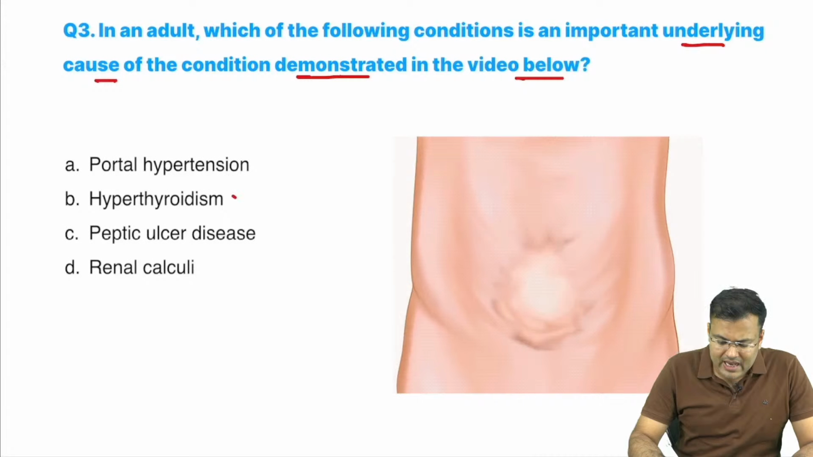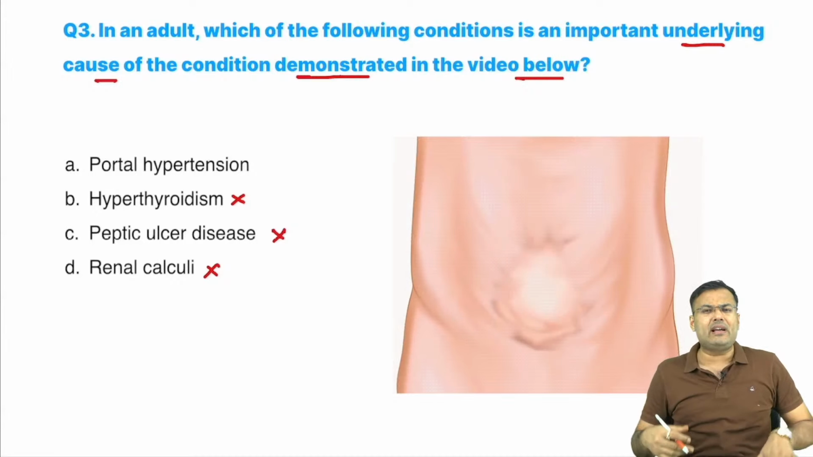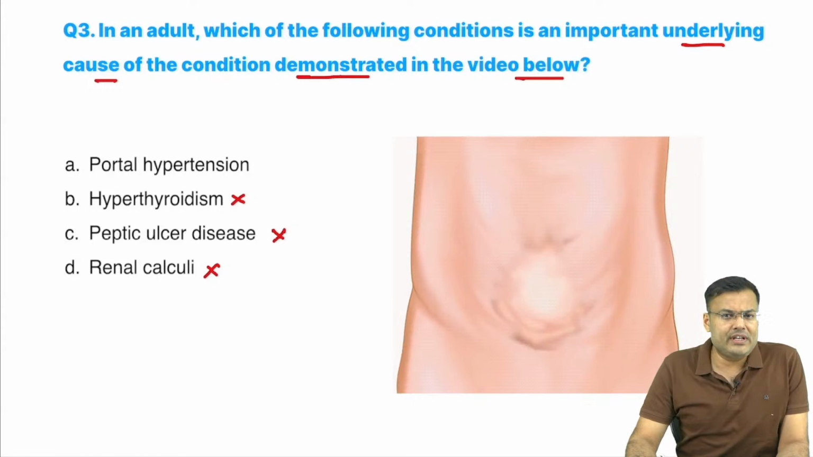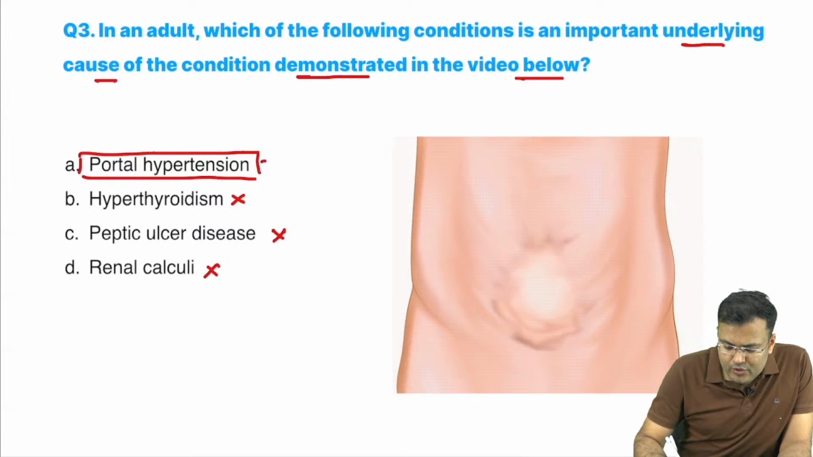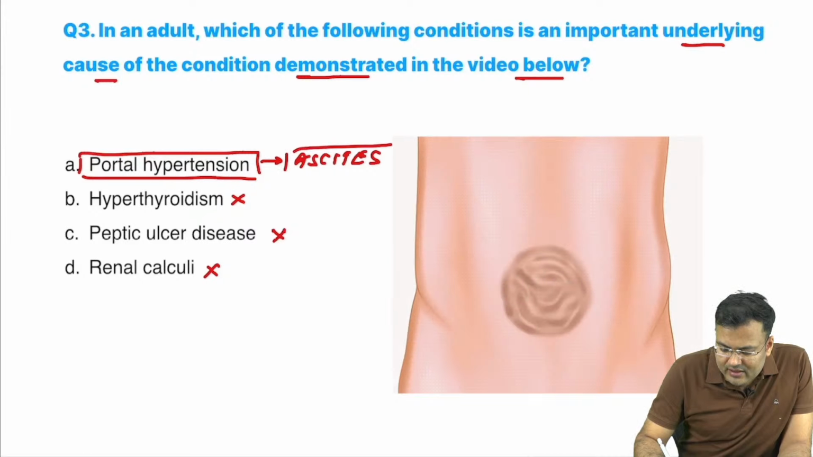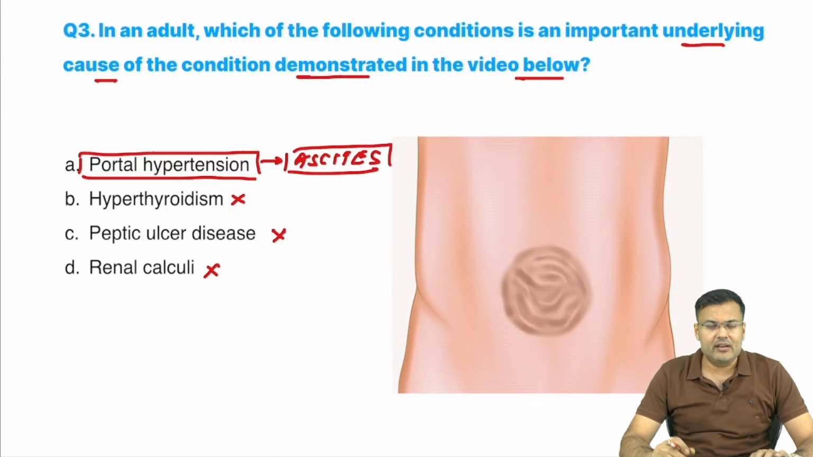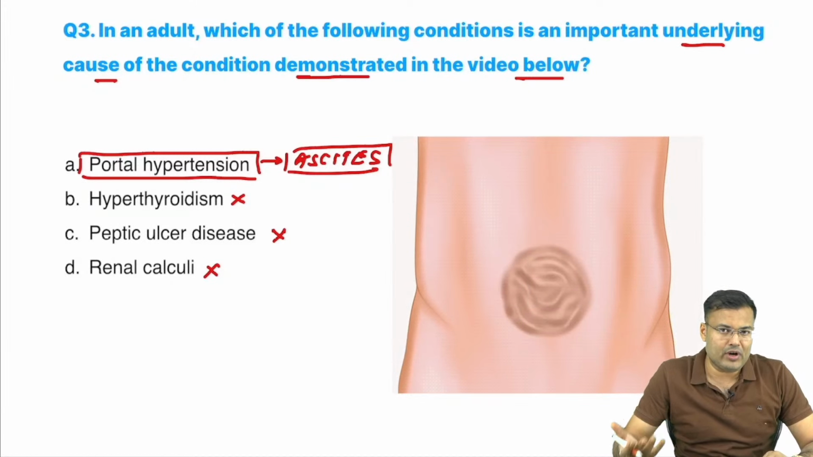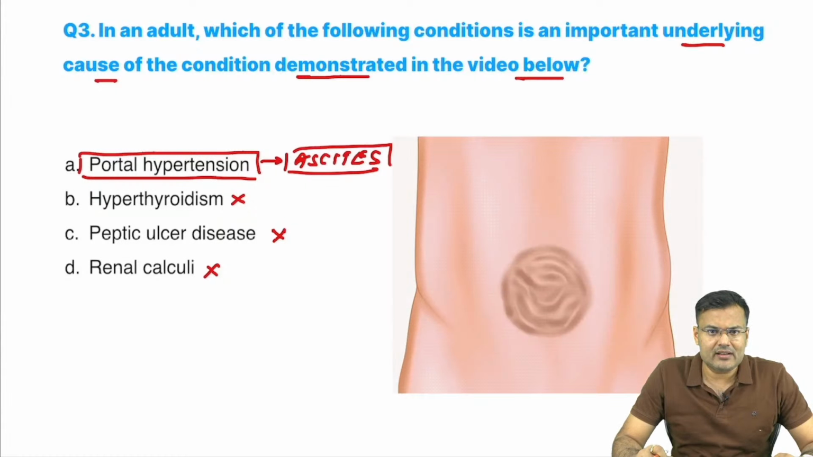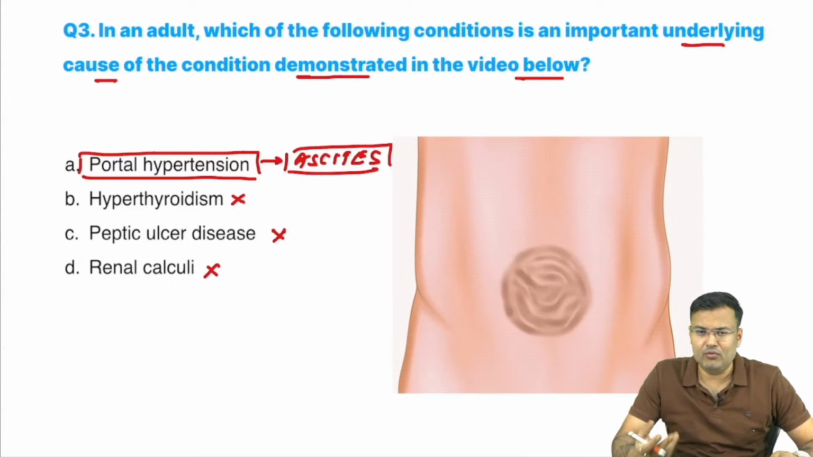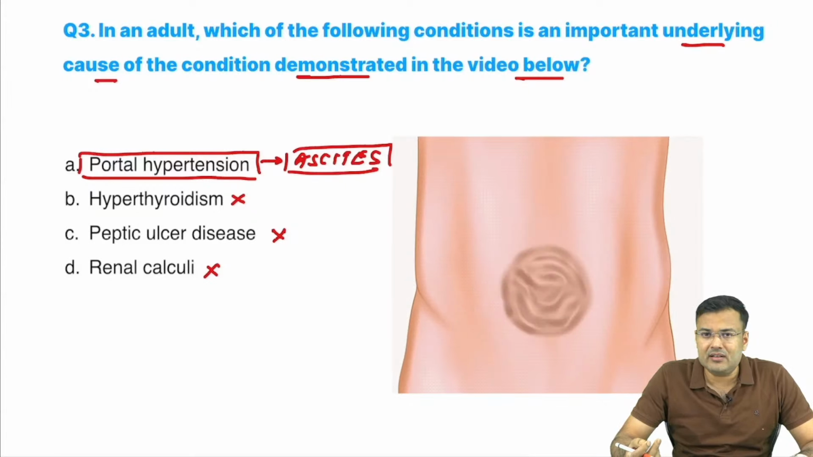So obviously it's not hyperthyroidism, it's not peptic ulcer disease, renal calculi, क्योंकि इनका लेना देना नहीं है in relation to intra-abdominal pressure. What will happen in portal hypertension? You know, portal hypertension increases the risk of ascites. In portal hypertension, there is ascites. These patients are also having hypoalbuminemia because majority of patients are having chronic liver disease. It impairs wound healing.